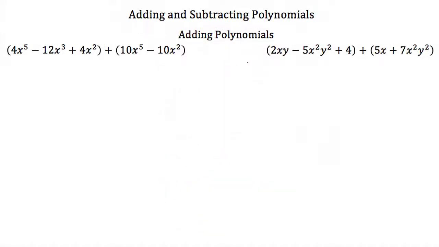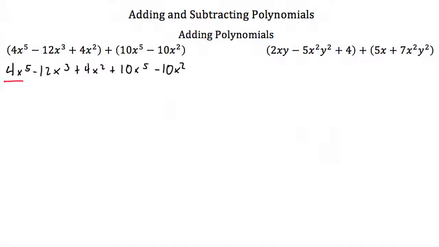So now that we know how to combine like terms, let's talk about adding polynomials. Here we have two polynomials. The first one, 4x to the fifth minus 12x cubed plus 4x squared. And we're adding 10x to the fifth minus 10x squared. Now because these are added together, we don't need the parentheses. So we could write this as 4x to the fifth minus 12x cubed plus 4x squared plus 10x to the fifth minus 10x squared. Now just like before, we need to identify our like terms.